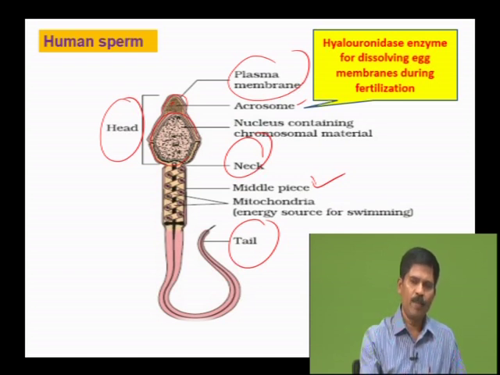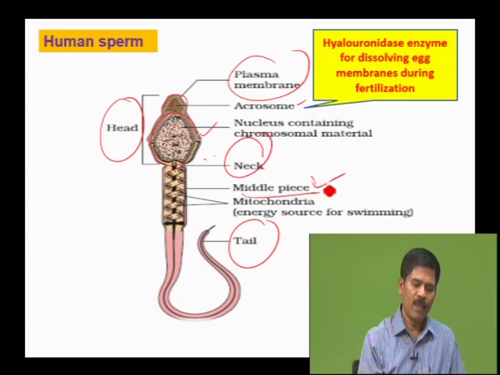Then the neck region. The function of the neck region is to connect the head with the middle piece. The neck region consists of 2 centrioles, the proximal centriole and the distal centriole. The distal centriole continues with the axial filament, or it attaches to the axial filament.